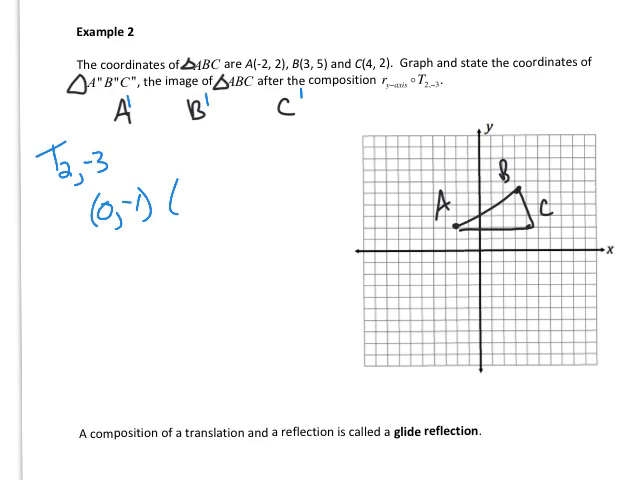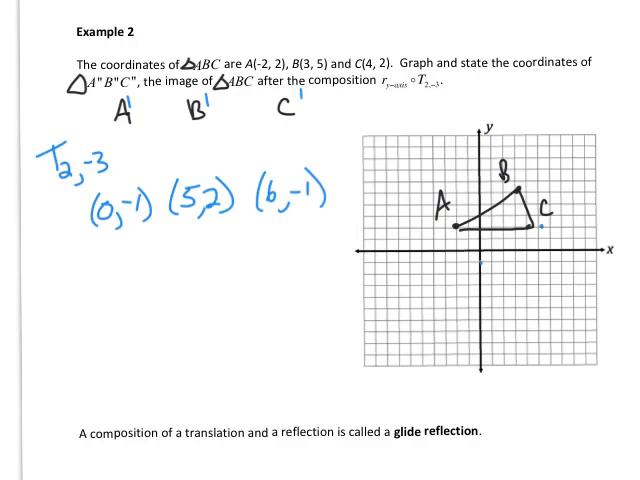B prime is 5, 2, and C prime is 6, -1. That's what happens when I translate this triangle 2 points right and down 3. So let me plot that new intermediate step. 1, 2, 1, 2, 3 is here. I'm only going to plot the points, so I'm not going to draw the triangle.